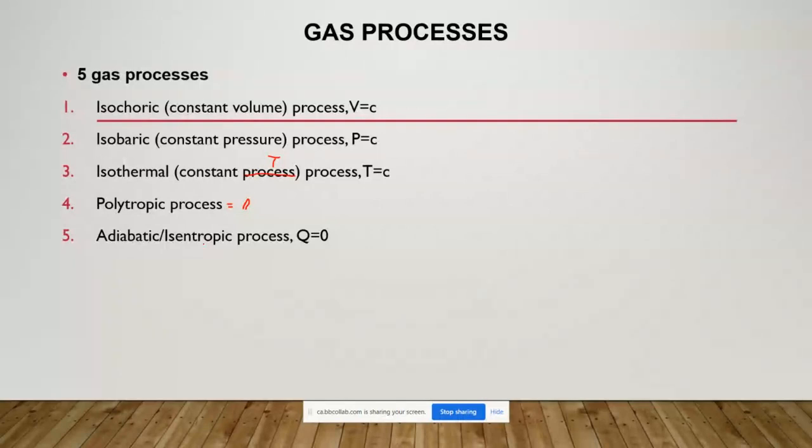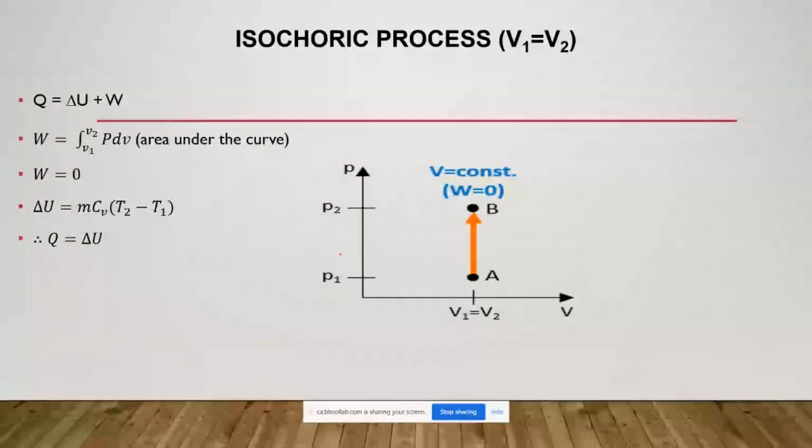And the last one is adiabatic or isentropic process. It is also denoted by what we call gamma. For an adiabatic process, no heat is allowed to enter the system and no heat is allowed to leave the system. In other words, Q is equal to 0 for an adiabatic process. Now let's look at the PV diagram of the first process, which is the constant volume process.